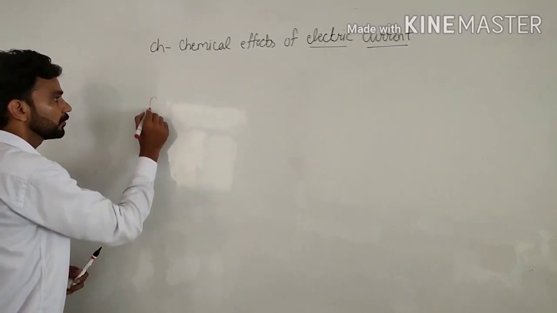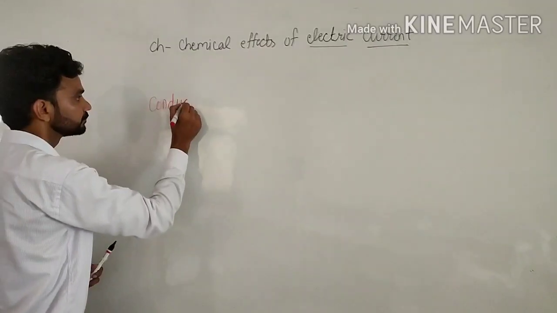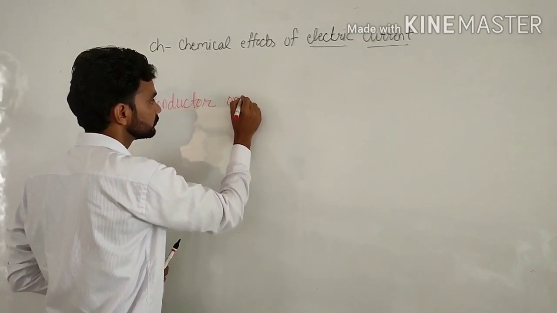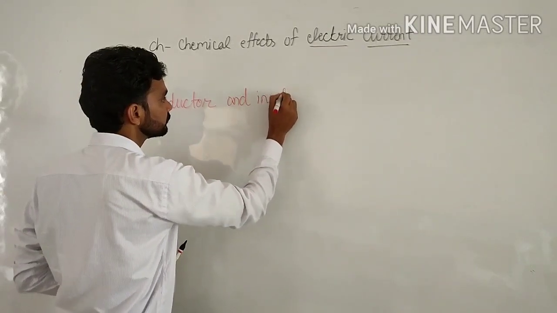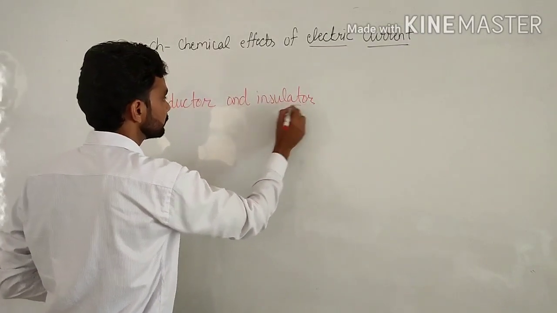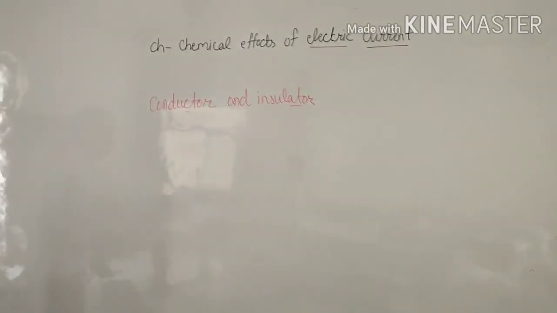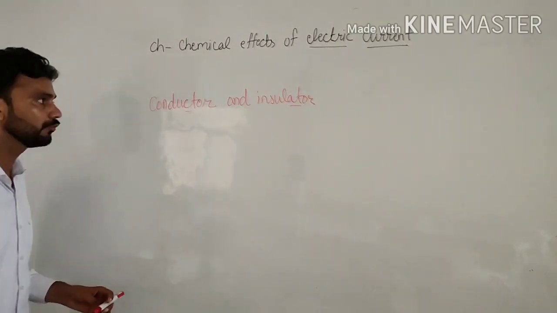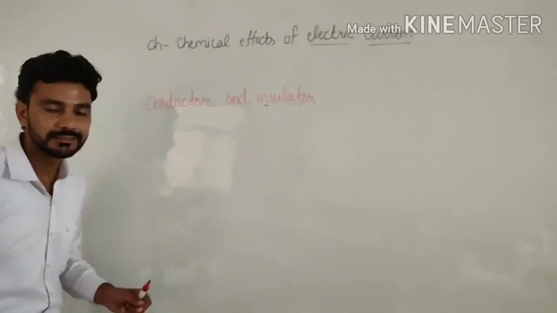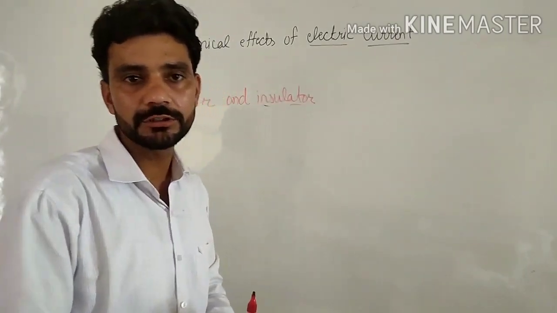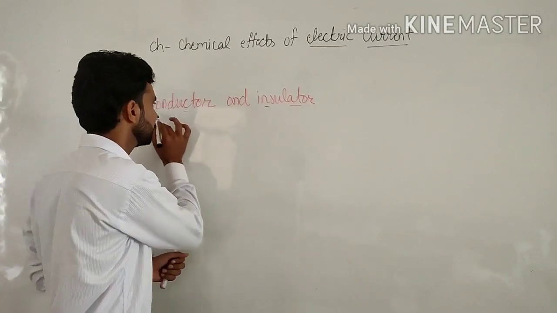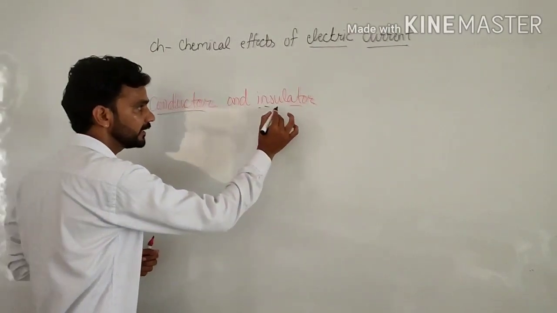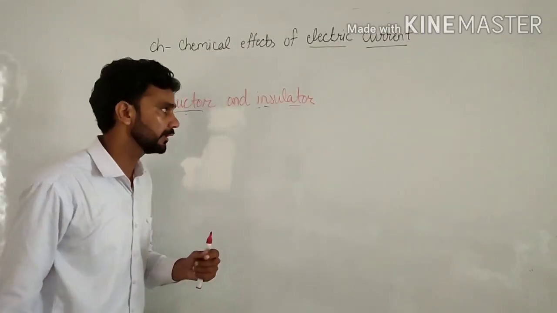Now we will see about conductors and insulators. The materials through which current can flow are known as conductors, and the materials through which current cannot flow are known as insulators. Those through which current can pass are conductors and those through which it does not pass are insulators. The material through which current can pass or flow is known as a conductor. The material through which current cannot flow is known as an insulator.